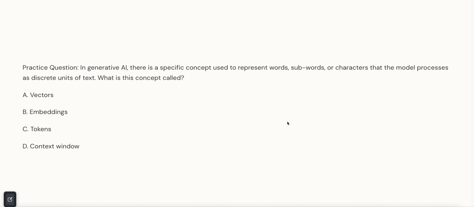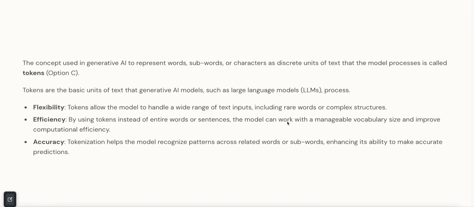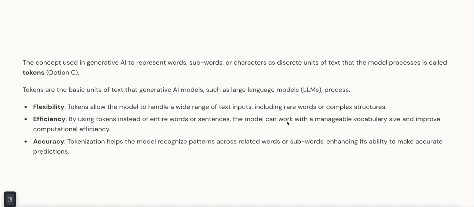The first question is probably the easiest of the three. In generative AI, there is a specific concept used to represent words, subwords, or characters that the model processes as discrete units of text. What is this concept called? A, vectors, B, embeddings, C, tokens, or D, context window? The answer is option C, which is tokens.